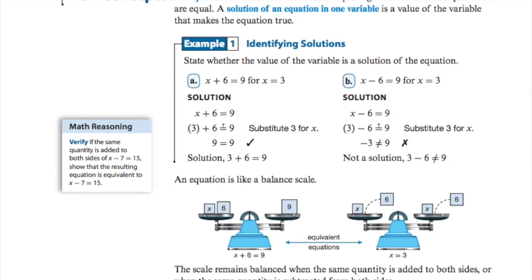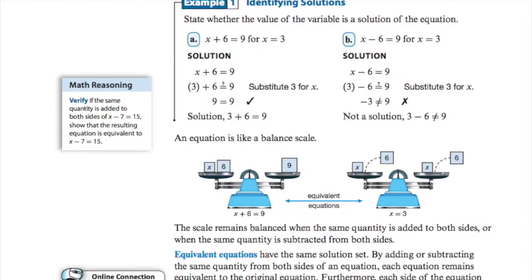Equivalent equations have the same solution set. By adding or subtracting the same quantity from both sides, an equation remains equivalent to the original equation. Furthermore, each side of the equation remains balanced as the equation is solved. So what we're going to look at today is when we have an equation and there's an operation in the equation, you can add or subtract to that operation to both sides of the equation. When you do something to both sides of the equation, it actually keeps the equation the exact same.